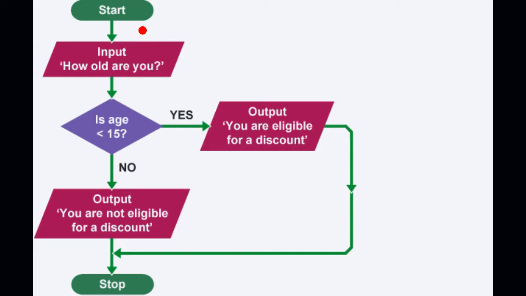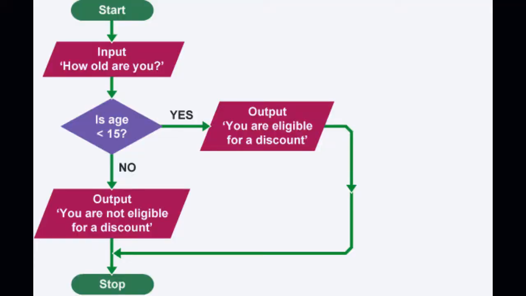First is a start, and then we're going to get an input. Remember the parallelogram is designed for input and output. How old are you? Then we have a decision-making selection. Is age less than 15? If yes, we output you're eligible for a discount. If no, you're not eligible for a discount, and then a stop. It's very simple, a simple code, a simple algorithm.